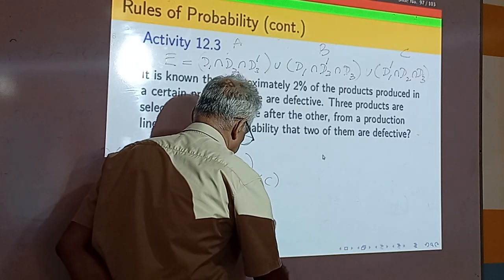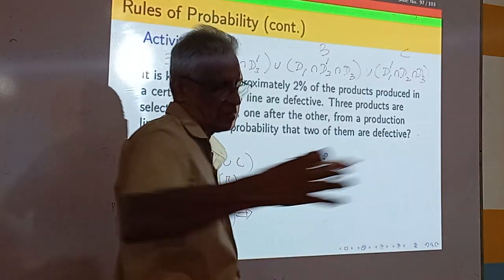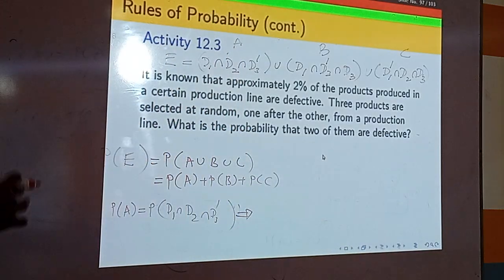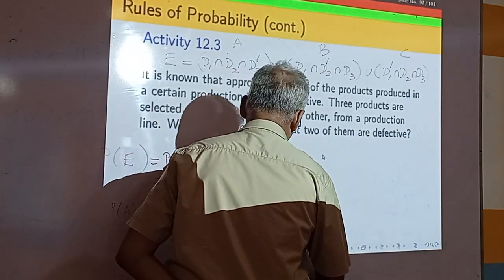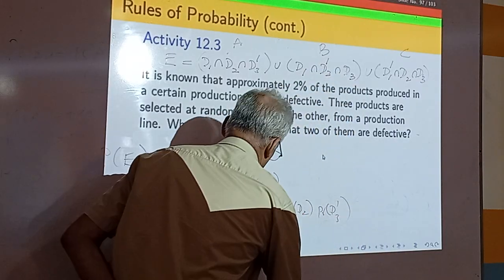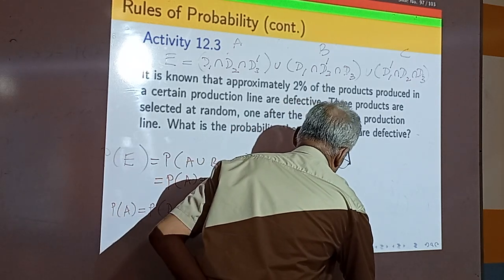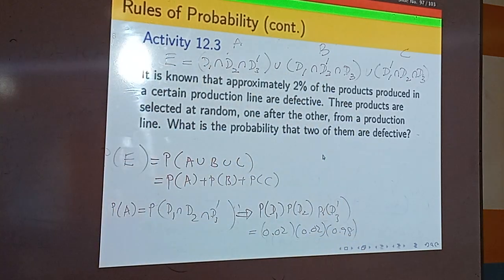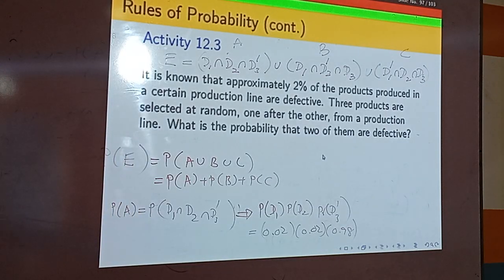So therefore, using the special case of the product rule, this will be equal to the extension. We just defined it for only two events, but it can be extended for more than two events. So that is equal to probability of D1 times probability of D2 times probability of D3 dash, which is equal to 0.02 times 0.02 times 0.98. So similarly other ones can be found, and therefore the total probability of E can be found. So that's how you apply the probability rule.